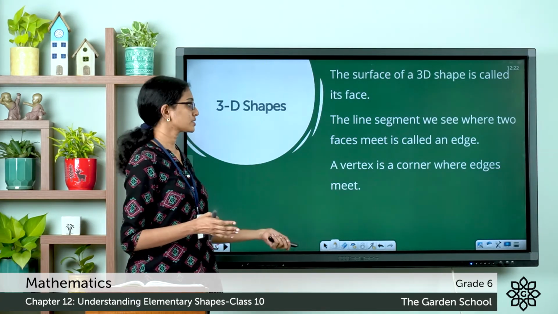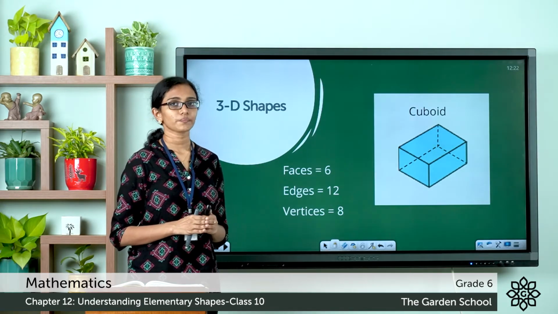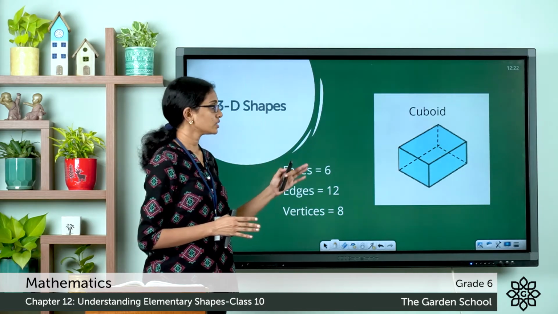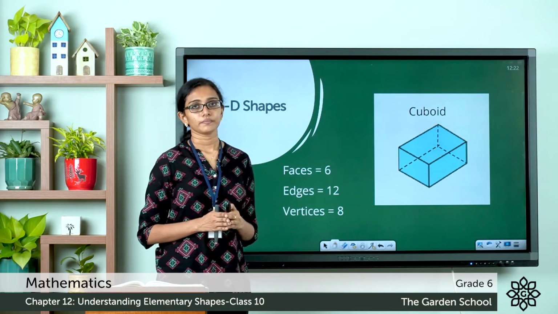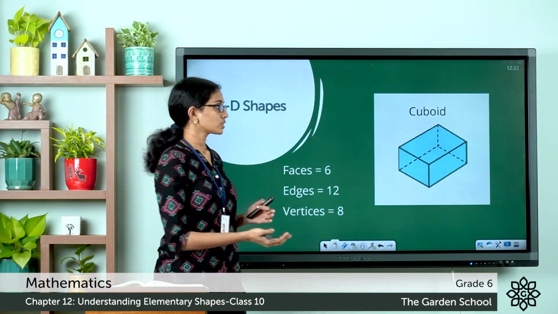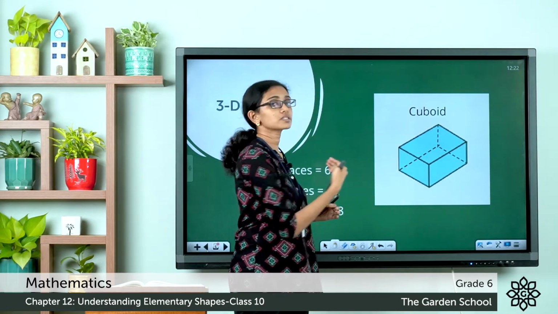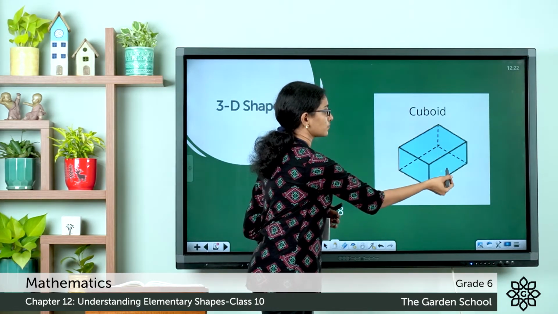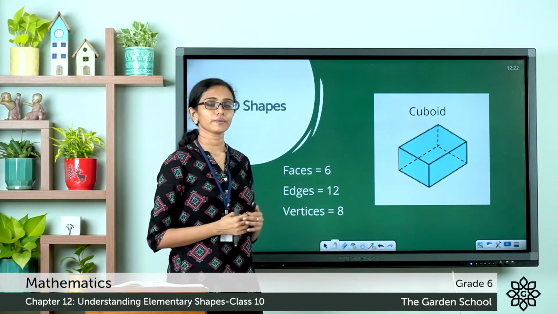Now let's see a 3D shape. This is called the cuboid. It is like a shoebox. The shape of a shoebox is cuboidal. So here you can see for this cuboid, surfaces are around them. How many surfaces or faces are around the cuboid? There is a face at the top, there is a face at the bottom and there are faces around on the sides. So 1, 2, 3, 4, 5, 6. There are 6 faces for a cuboid.